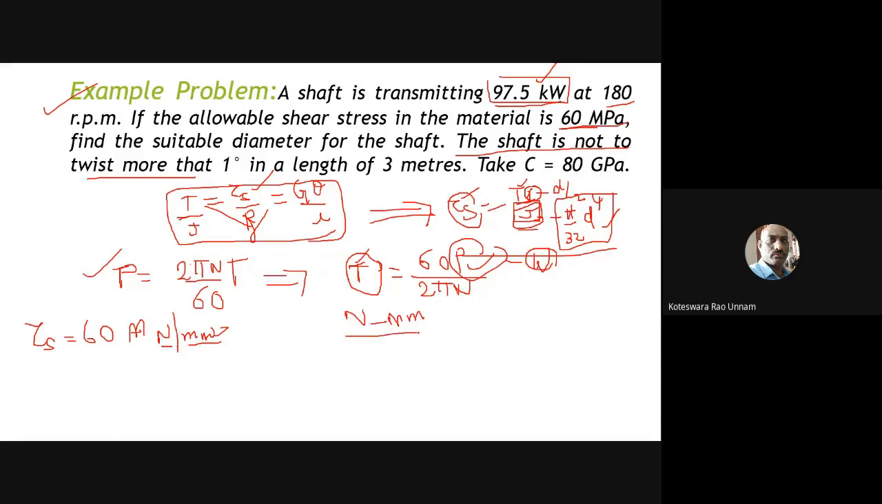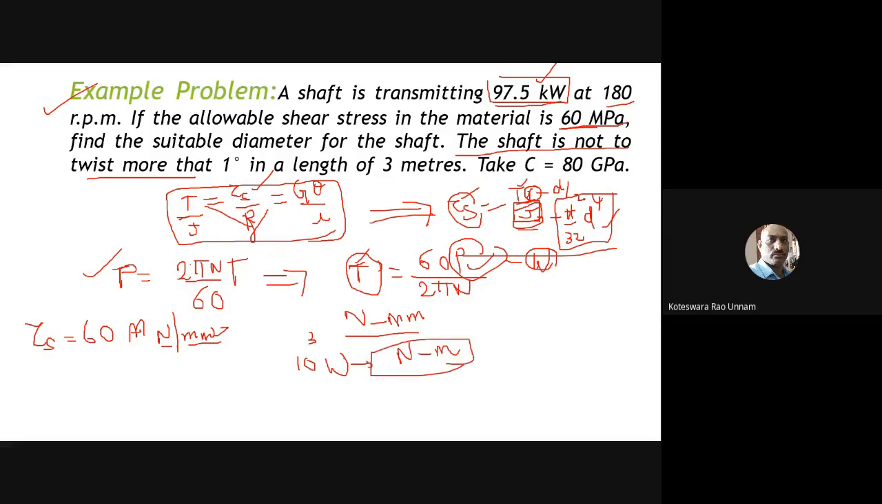So if I want to get the torque in Newton mm, what I need to do here is, what are the units for the kilowatt? Kilowatt means I can convert that one into watt, that is 10 cube watt. So what are the units for the watt? 1 Newton meter is watt.